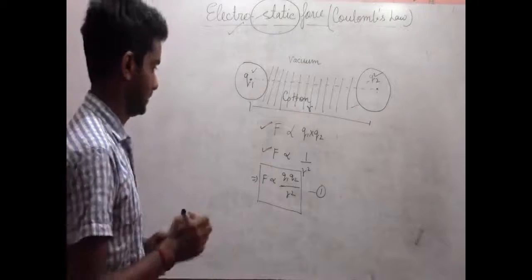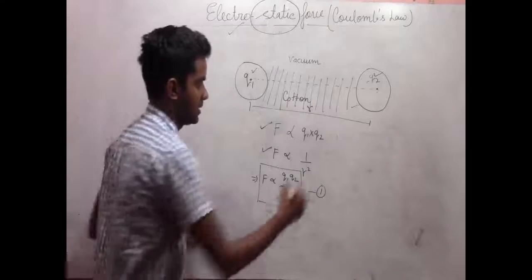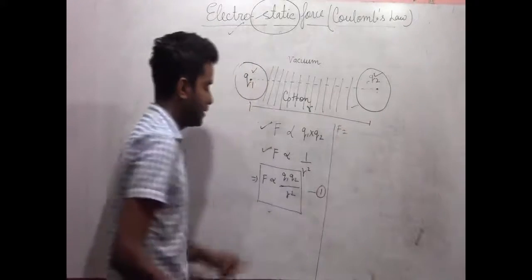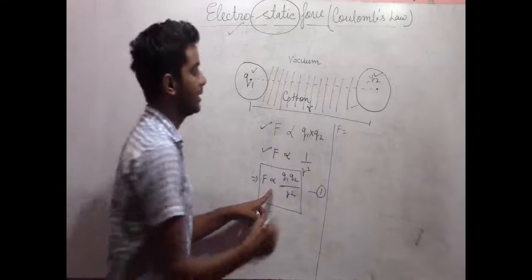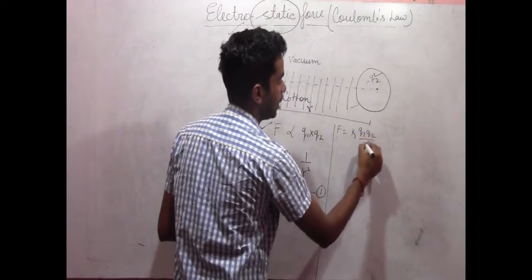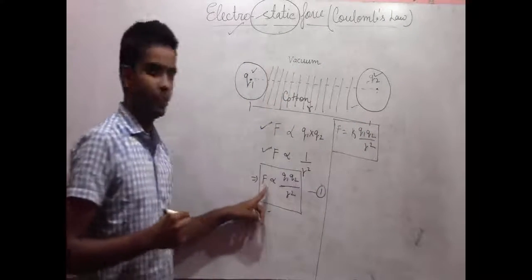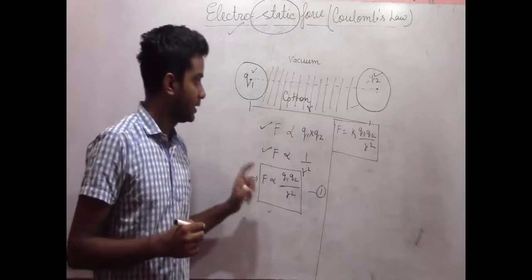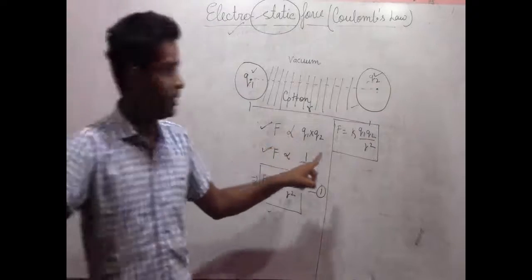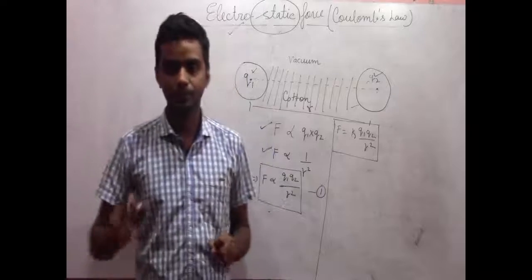Okay, next thing. Now I am going to explain it. If you remove the proportionality sign and introduce the proportionality constant, you may write it like that: F is equal to K times Q1 Q2 upon R square.